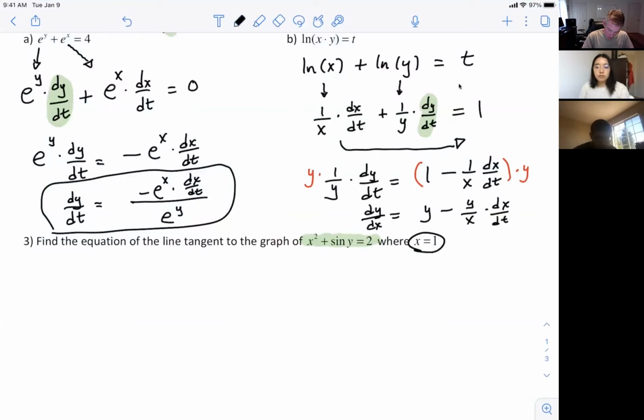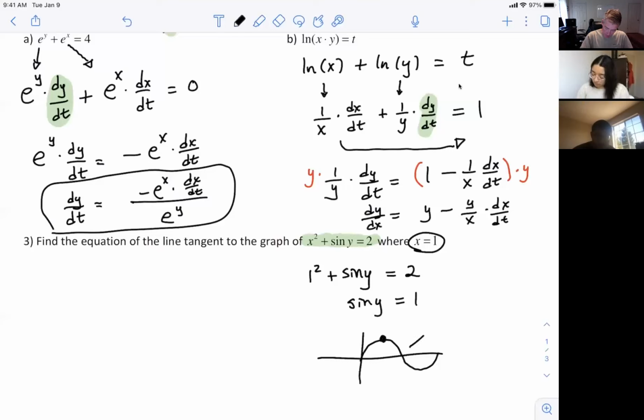So if you plug in x equals 1, this would be 1 squared plus sine of y equals 2. And then you could subtract 1 from both sides. So that's sine of y equals 1. And then sine goes like this. It's equal to 1 right here. Right there, that would be pi. So right there, that's pi over 2. So that means the y value is pi over 2. So Desmos actually had it right.